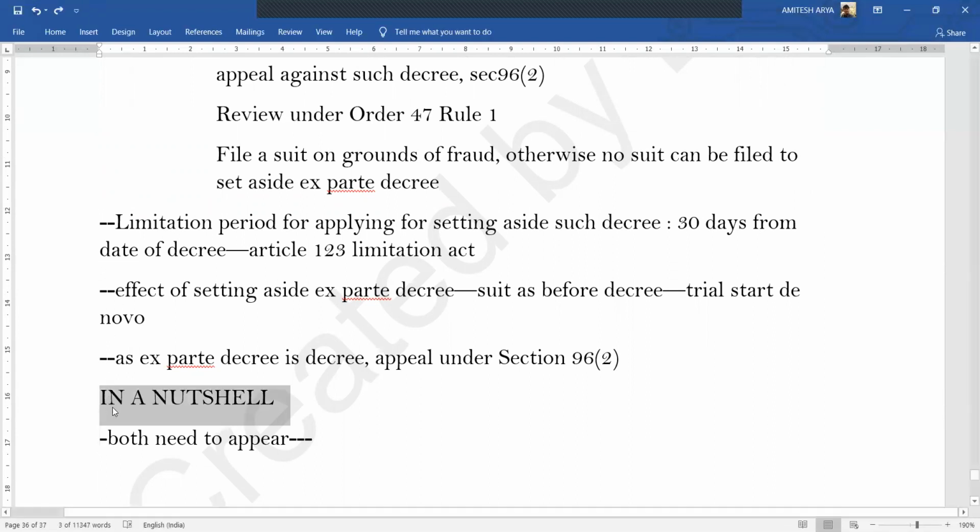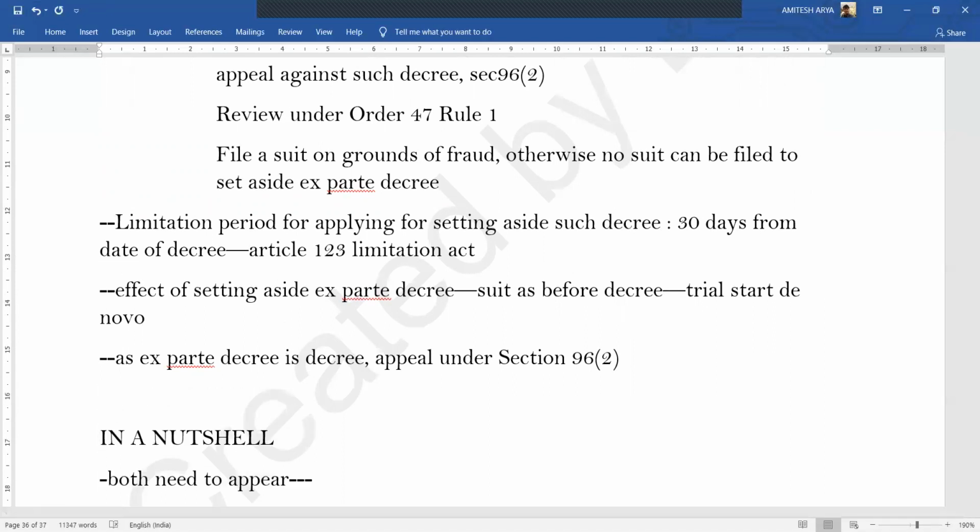Then the next thing is, what is the effect of setting aside an ex parte decree? Suit will proceed as if it was before the decree. Trial will start de novo. Whatever proceedings had taken place, whatever witnesses you had examined or documents you had taken on record ex parte, that will not be taken into consideration. You have to start afresh. That is de novo. So ex parte decree is also a decree. That is why appeal under section 96 clause 2 is available.